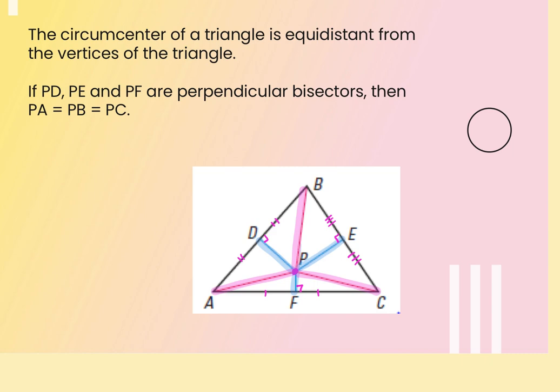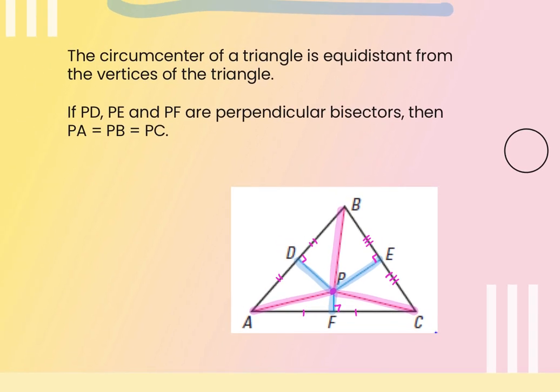So in this diagram, PA would equal PB would equal PC.